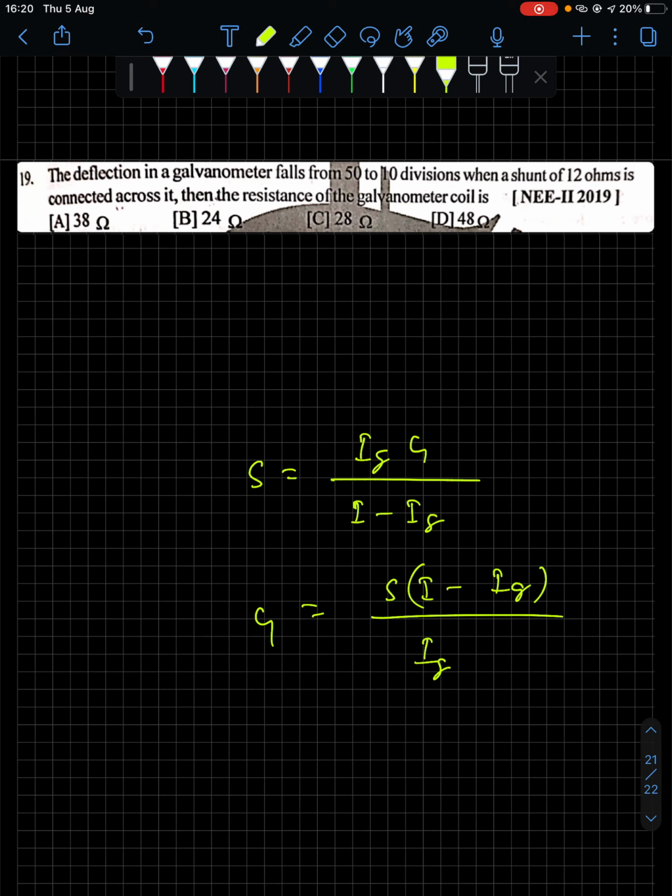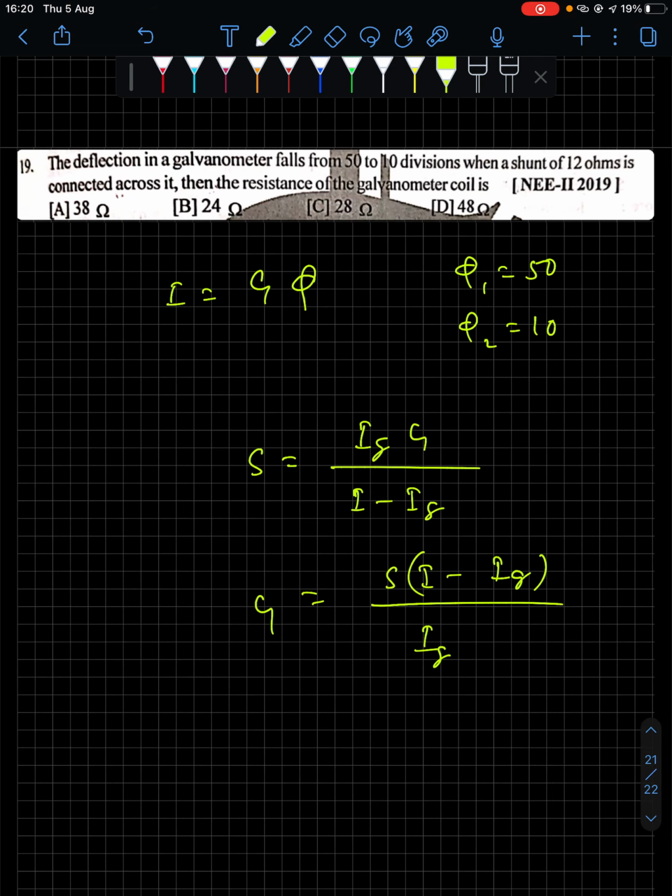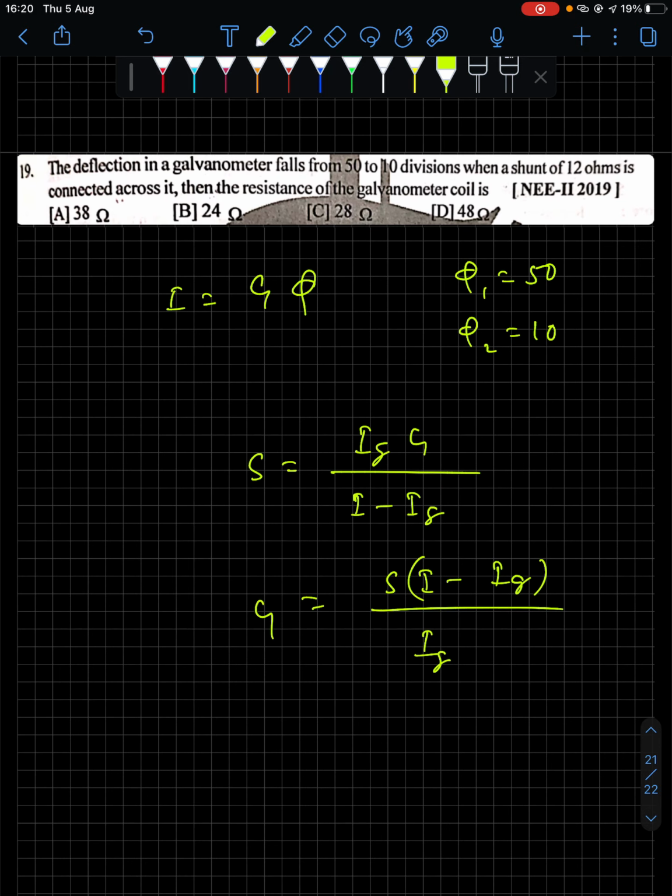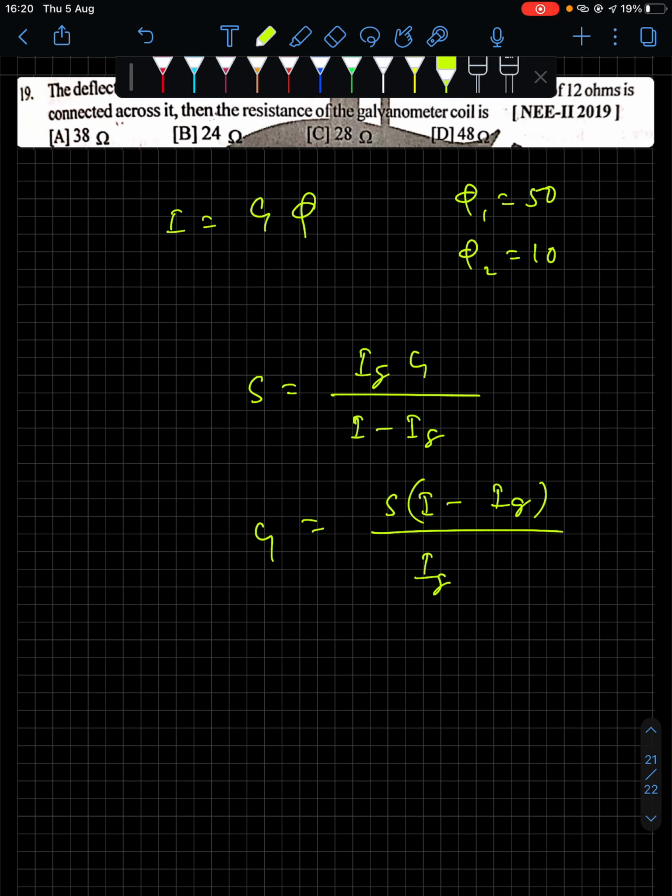Like, if you remember, in galvanometer we had a relation for current which was I equal to G phi, okay, G being the galvanometer constant and phi was the deflection. Alright, so in the first case this deflection is given as 50. The second case the deflection falls down to 10, right? So the current I will be 50.